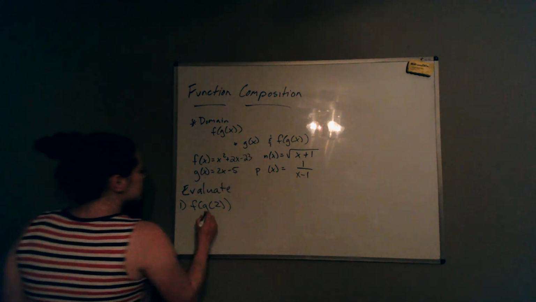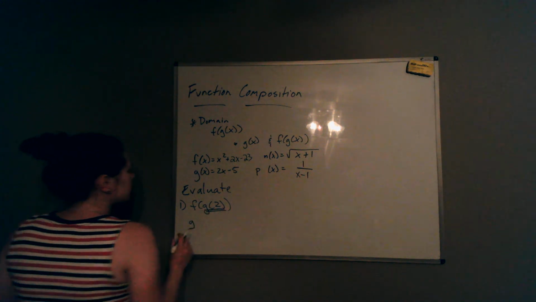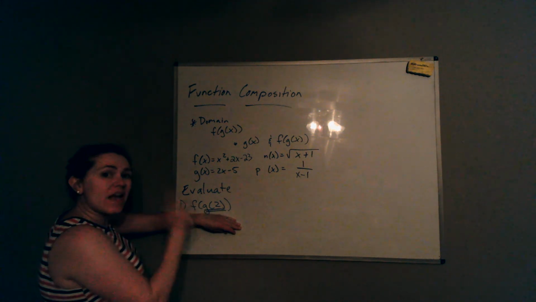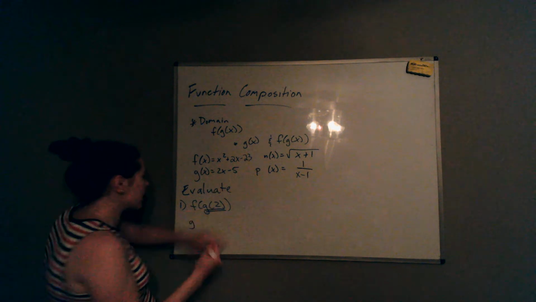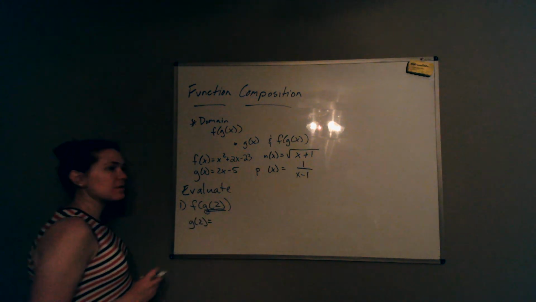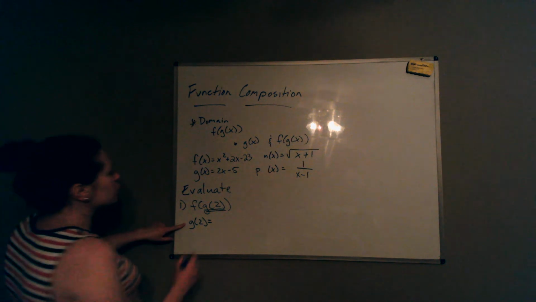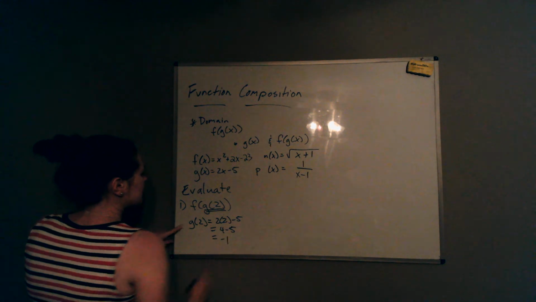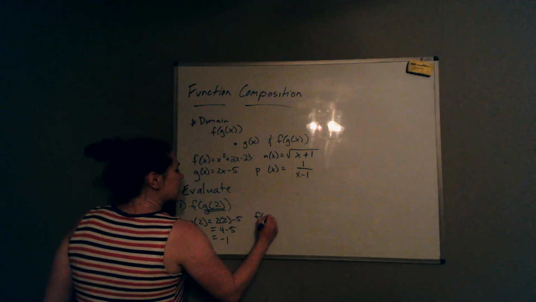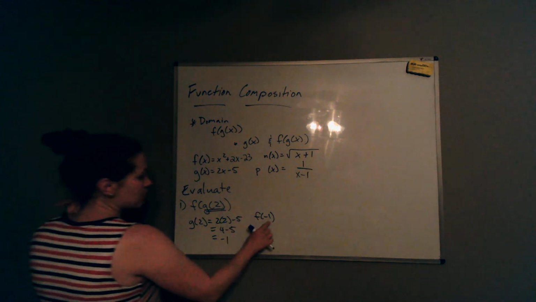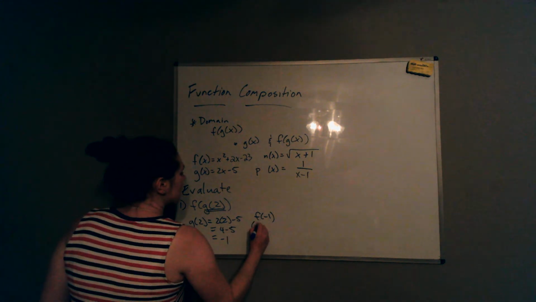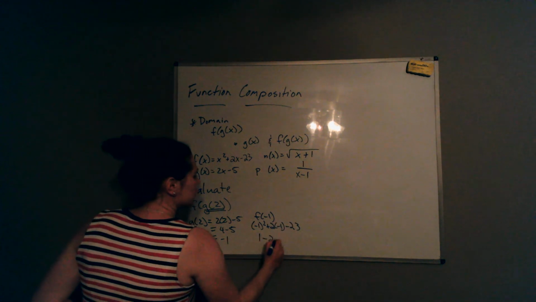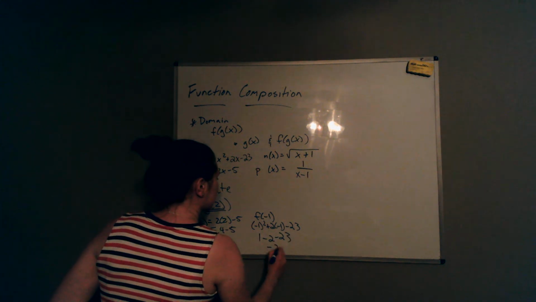So to do this, the first thing we want to know is, what this is basically saying is the input of f is whatever g of 2 evaluates to be. So we need to know what g of 2 evaluates to be because that is the input of f. So g of 2 would be 2 times 2 minus 5. That's going to be 4 minus 5. That's going to be negative 1. So we're really evaluating f of negative 1 because that was the output of g of 2. So that's going to be negative 1 squared plus 2 times negative 1 minus 23. So it's going to be 1 minus 2 minus 23. That's going to be negative 24.